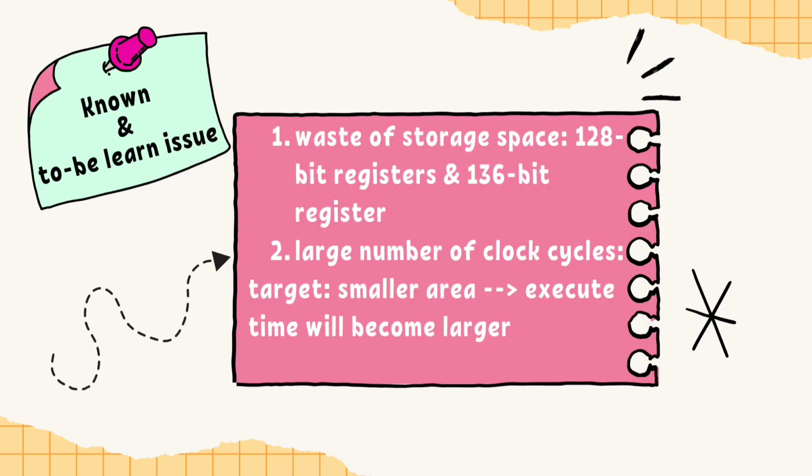Next are the known and to-be-learned issues. Because our design target is to minimize the area, the registers we use in our design would cause a larger area. So the first issue we need to solve is the waste of storage space. The other issue is that because we want to minimize the area, we need to use a large number of clock cycles, which will cause the execution time of our design to become larger.